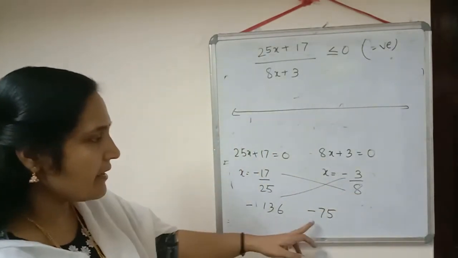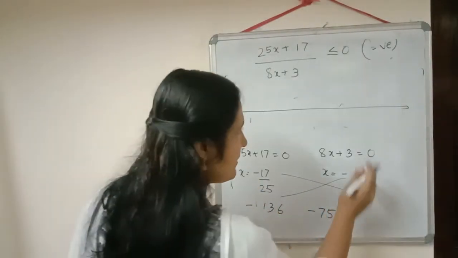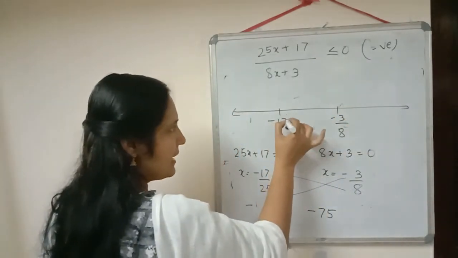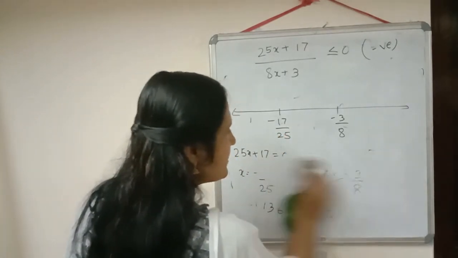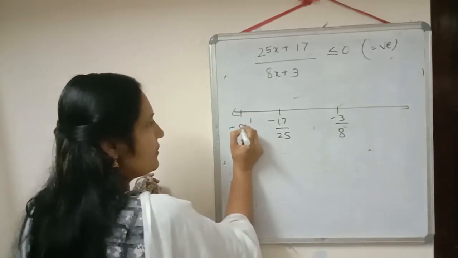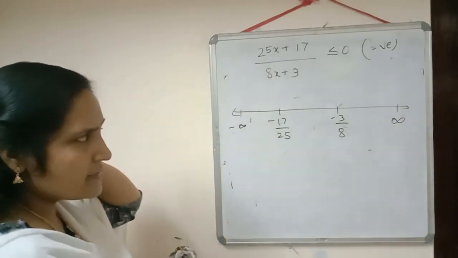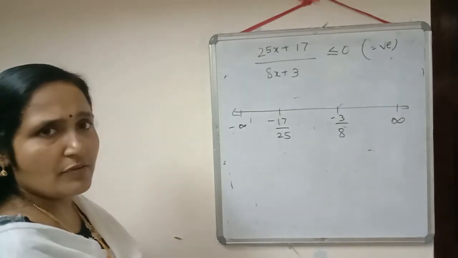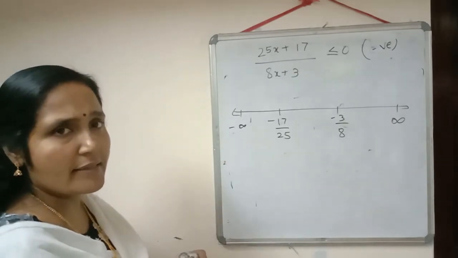So which number is greater? Minus 75 is greater. So this number will come on the right hand side: minus 3 by 8, and here we are getting minus 17 by 25. Now we need some numbers between these two. If it is difficult for you, we can use our old concept, or you have to convert to decimals. Do we need that? Okay, we can do it directly. That will be easy, I think.